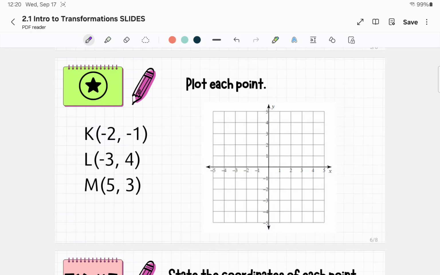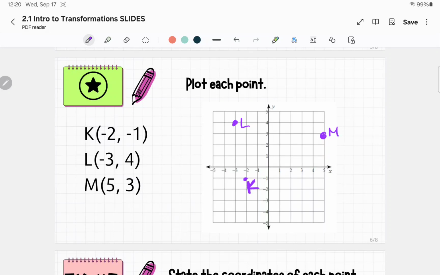All right, let's see if you were right. So K is at -2, -1. So I'm going to go back 2, and I'm going to go down 1, and K should be right there. All right, and then L is -3, 4. That means I'm going to go back 3 and then up 4. So L is right here. And then M is +5, +3. So I'm going to go over 5, up 3, and M is right here.